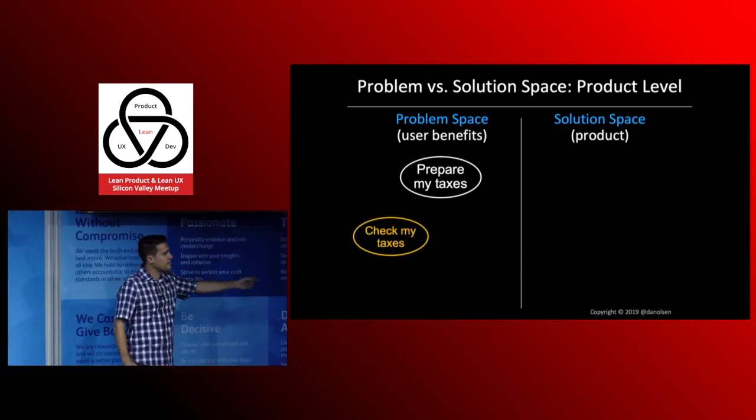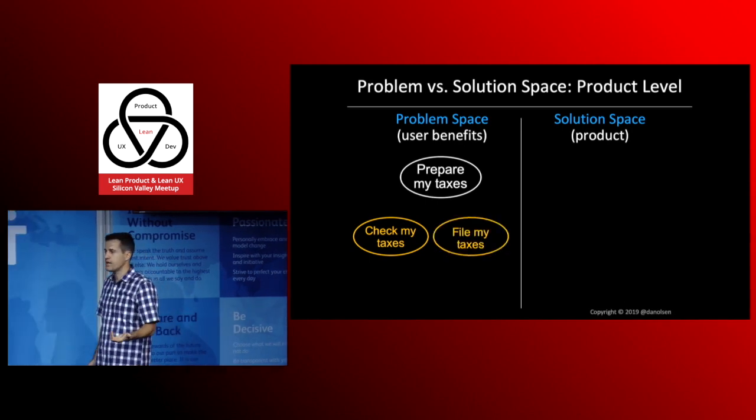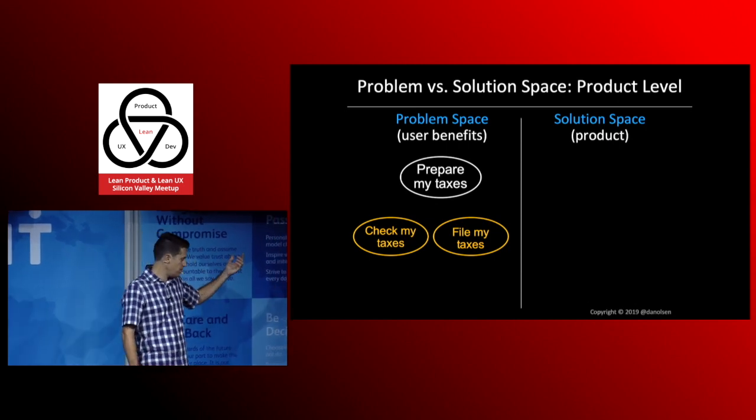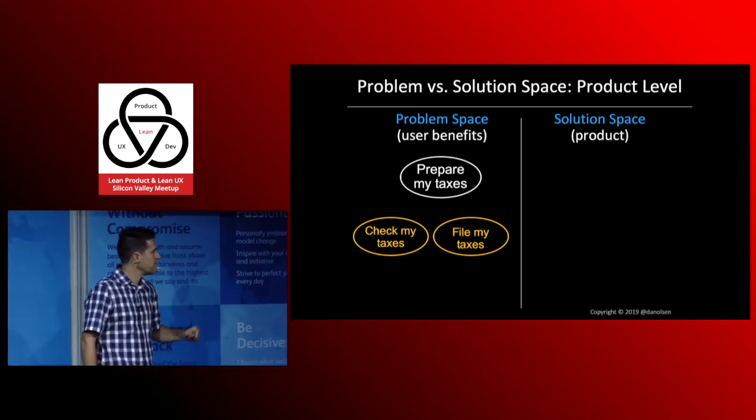It can check your taxes compared to a pen and paper. It's a computer, so it can check your taxes. Somebody said, file my taxes. Instead of having to print it out and go to the post office and mail it, you can just push a button and file it.